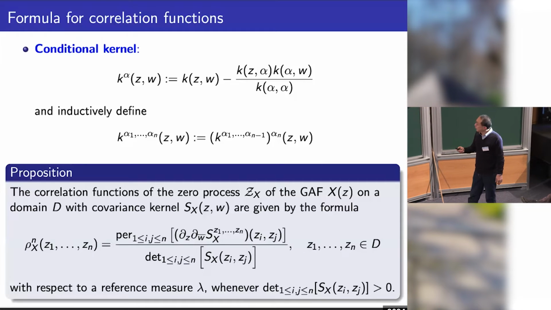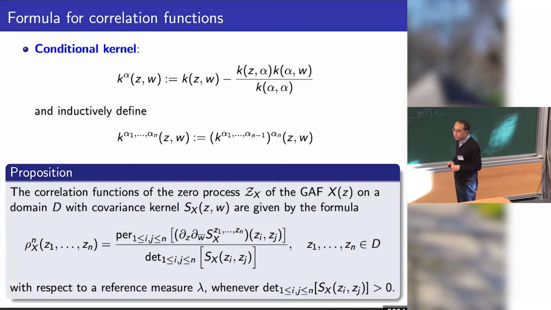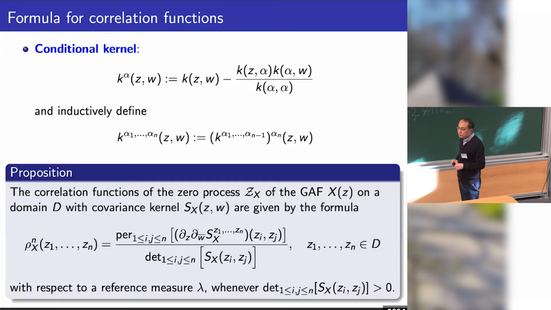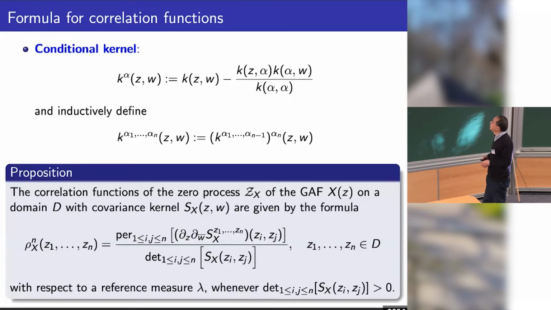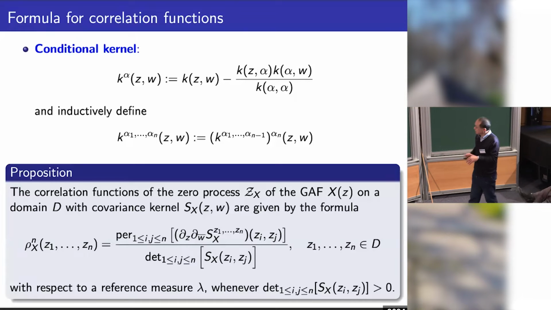So basically, if you know the covariance kernel, then you have all the information about the zeros. Okay. Professor Shirai, does this conditional kernel have something to do with the reproducing kernel for functions that vanish? Yeah, vanishing at alpha. Yes, you're right. It also appears in the Gaussian process setting.